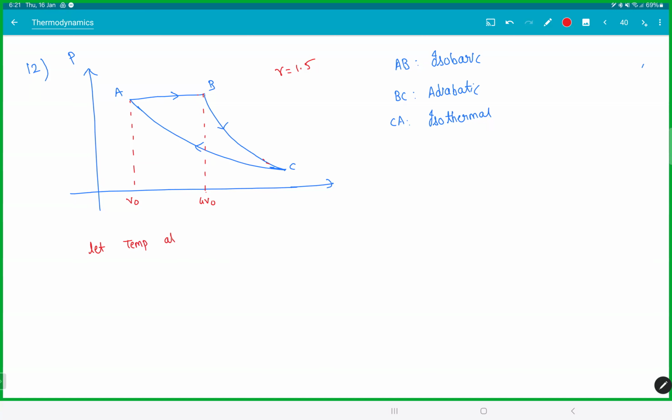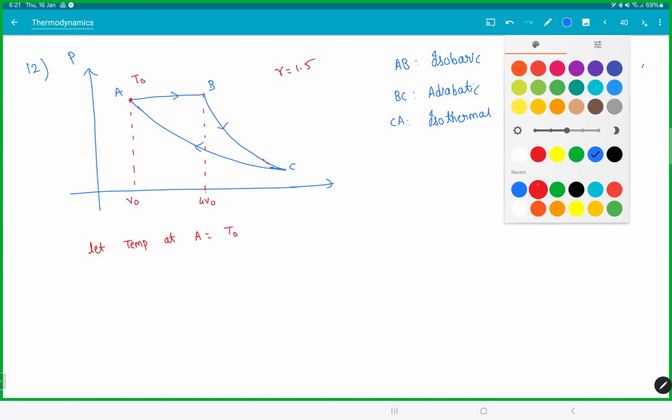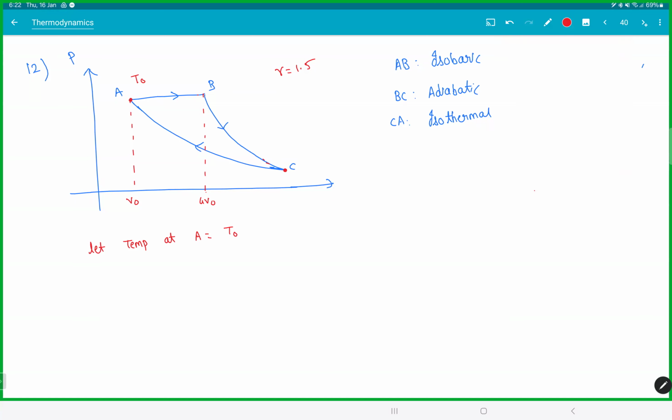Let the temperature at A be T naught. Now, I don't know what T naught is, so I have to eliminate this. Right, Nikhil, you got it. That is the volume. So the temperature at A is T naught. Now, if that is T naught, what is the temperature at C? Temperature at C is also T naught. Why? It's an isothermal process.